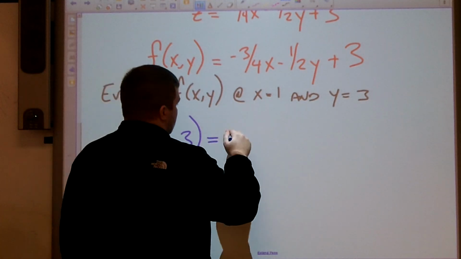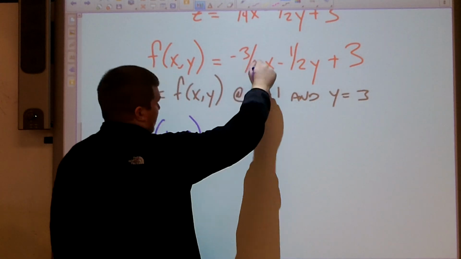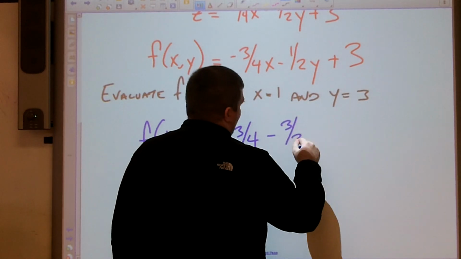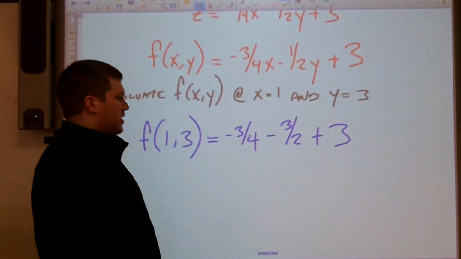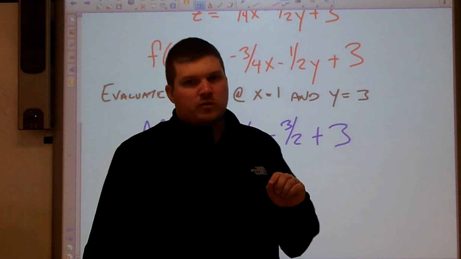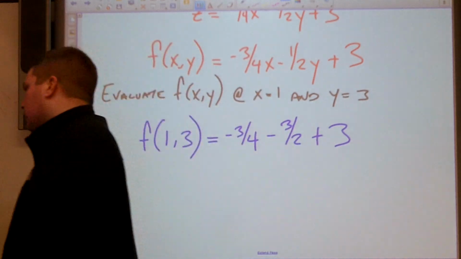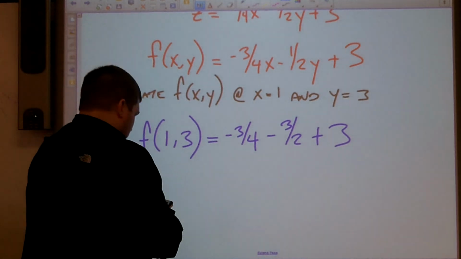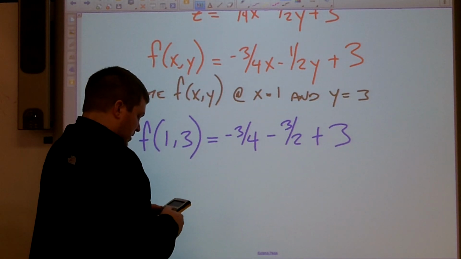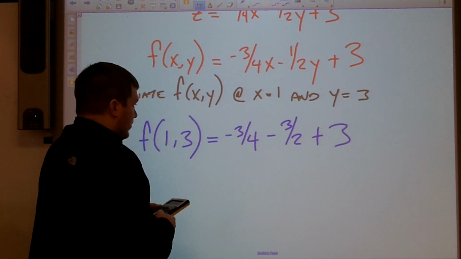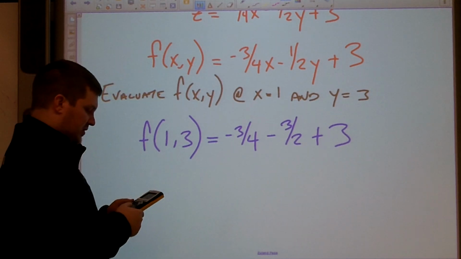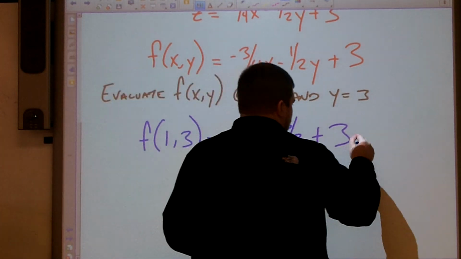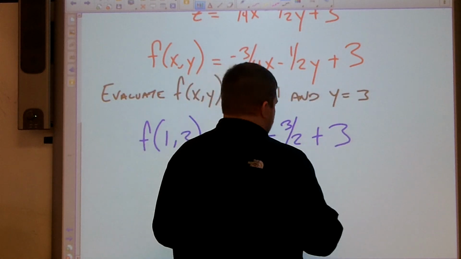So everywhere I see an x, I put a 1. So I have negative 3/4, because negative 3/4 times 1, minus 3/2 plus 3. Now you might want to use your calculator here. I would advise it. Just be sure if you do use a calculator, type your fractions inside parentheses. So let me grab a calculator real quick, just in the interest of time. So I have negative 3/4 inside parentheses. Make sure you're typing it in correctly. Minus 3/2 inside parentheses plus 3. And I get 0.75, which I'm going to turn into a fraction. So that's 3/4.